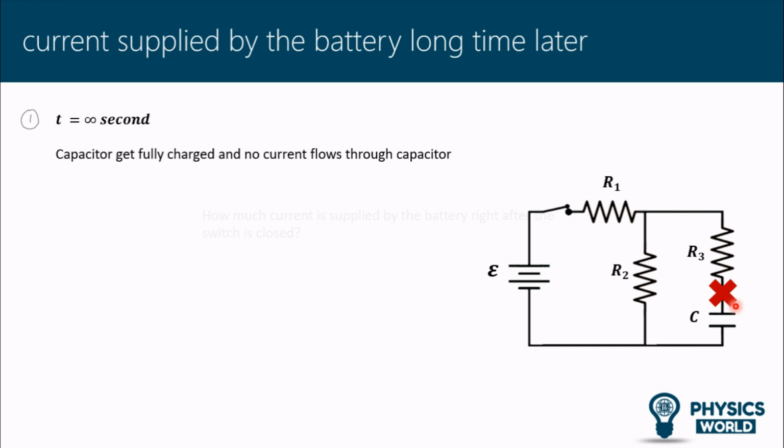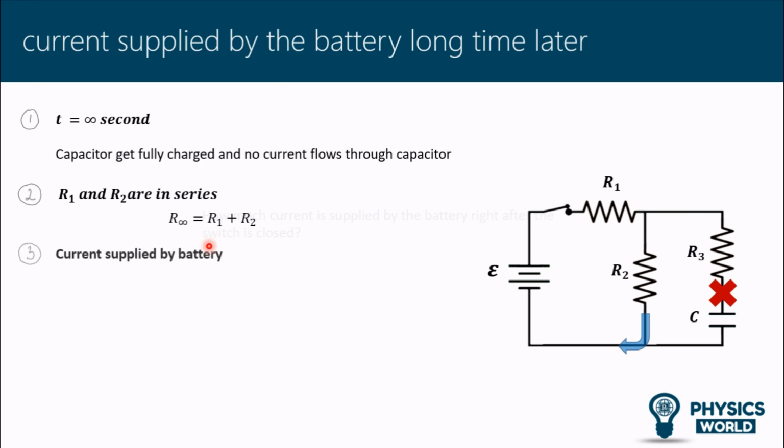Now there is no current in this last branch containing resistor R3 and the capacitor, so we can ignore this branch in the circuit. So now in absence of this branch, current passes through only resistors R1 and R2. So here R1 and R2 are in series connection. So now at t equal to infinity, the total resistance of the circuit is given by R infinity is equal to R1 plus R2.